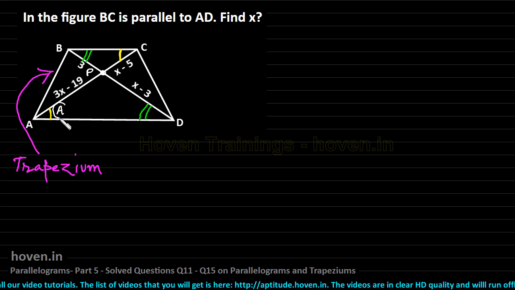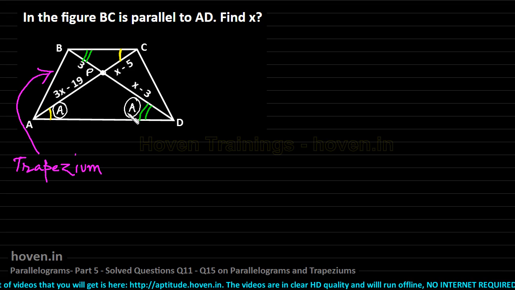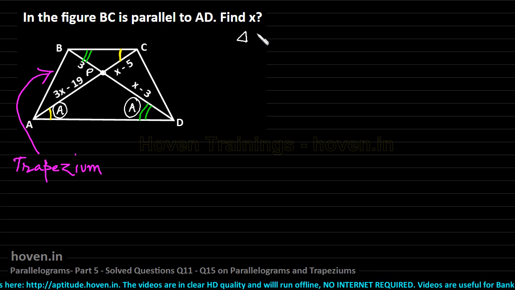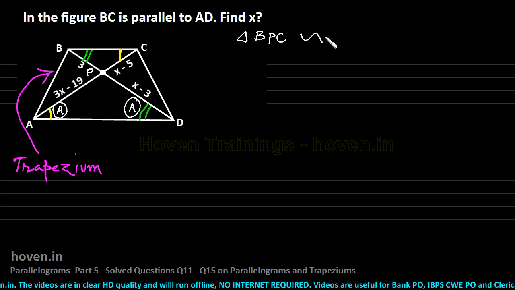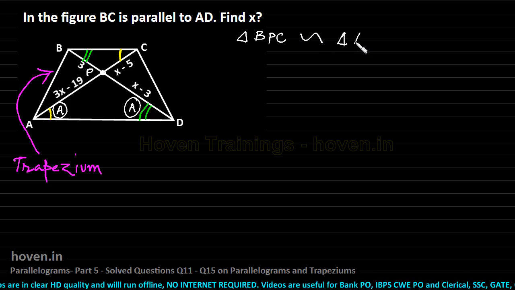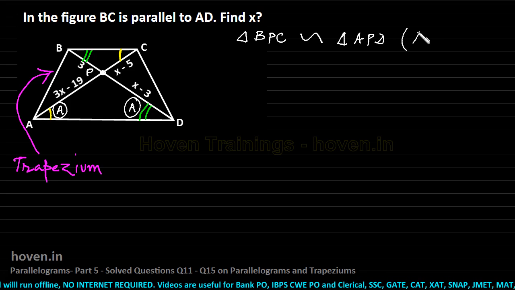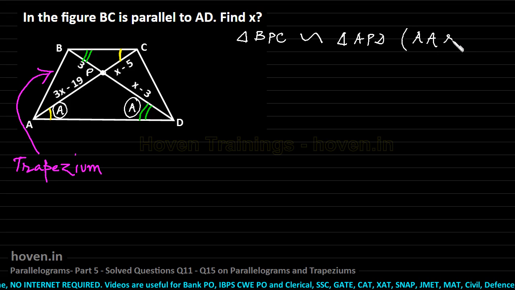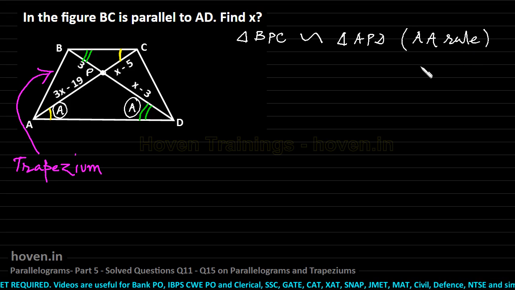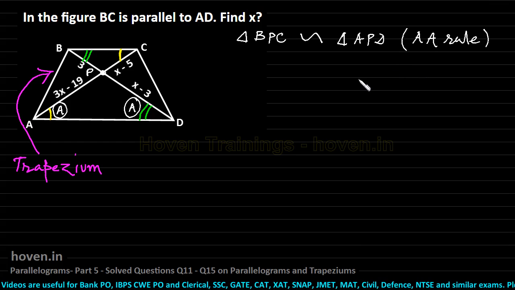This angle and this angle are correspondingly equal. So we can write triangle BPC is similar to the triangle APD. The rule is AA, rule of similarity. Once the two triangles are similar, the ratio of their corresponding sides can be established.